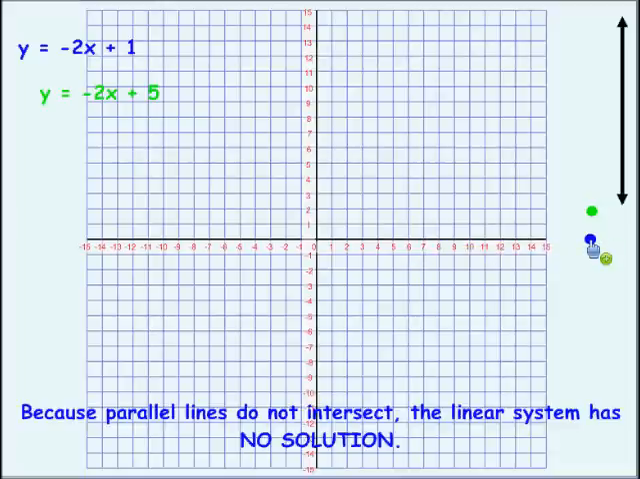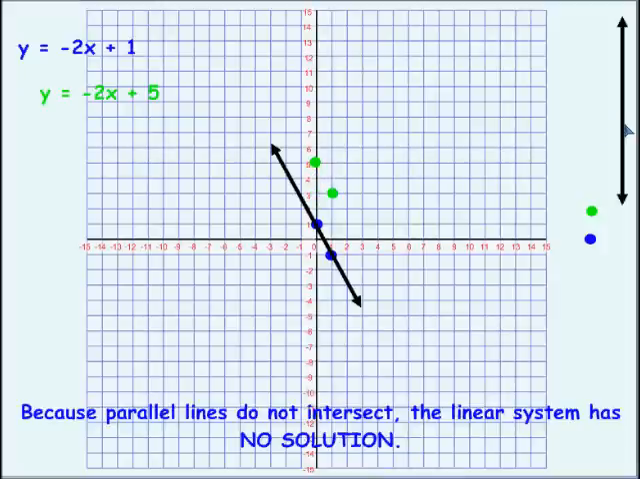Let's graph negative 2x plus 1. So 1 is our y-intercept, and then we're going to go down 2 over 1 with our slope. And we're going to graph this equation. Let's graph the next equation. And the green one, we have our y-intercept at 5. And again, we have the same slope. We should remember that from an earlier chapter. Let's go down 2 and over 1.